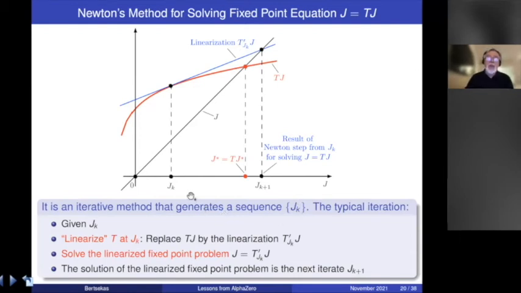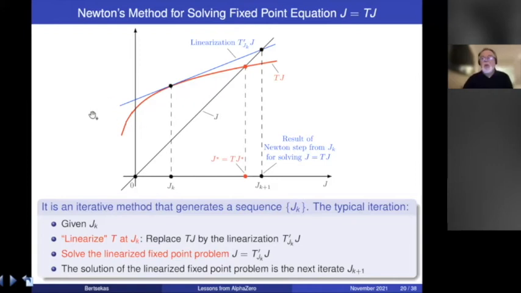At the typical step, you are at Jk. And what you do is you linearize T at Jk. And this blue line is the linearization. It involves the first order Taylor series expansion of T at the point Jk. We now solve the linearized fixed point equation. In other words, we find this point here, and that's the new iterate Jk+1. So that's what Newton's method does.